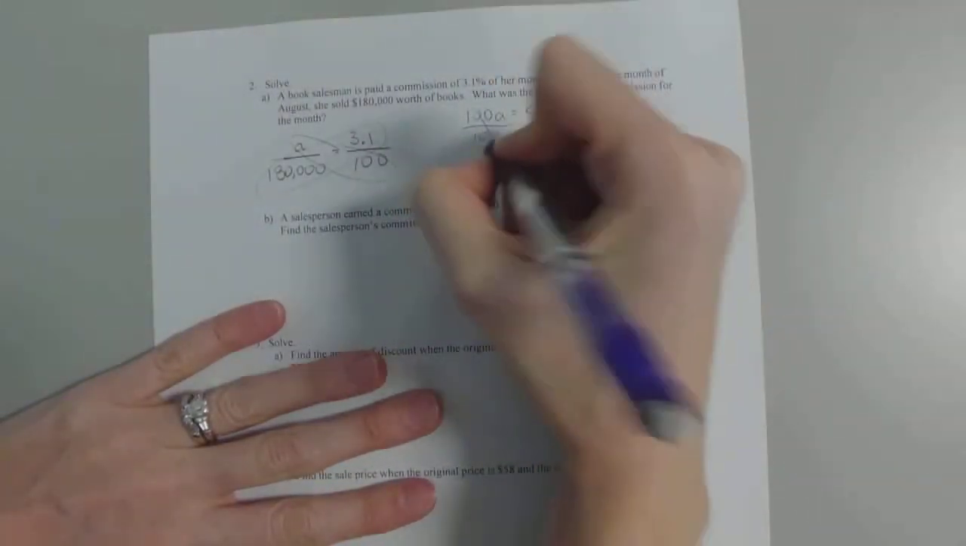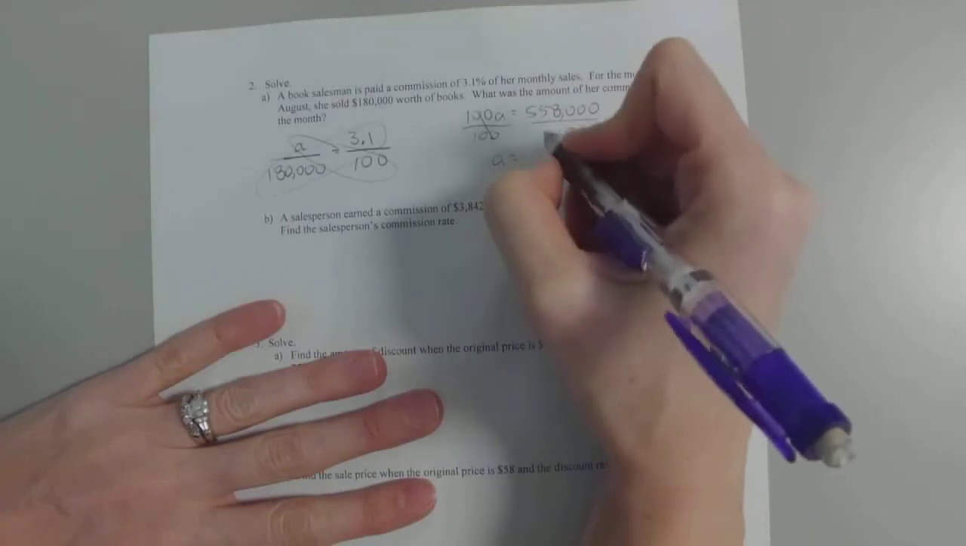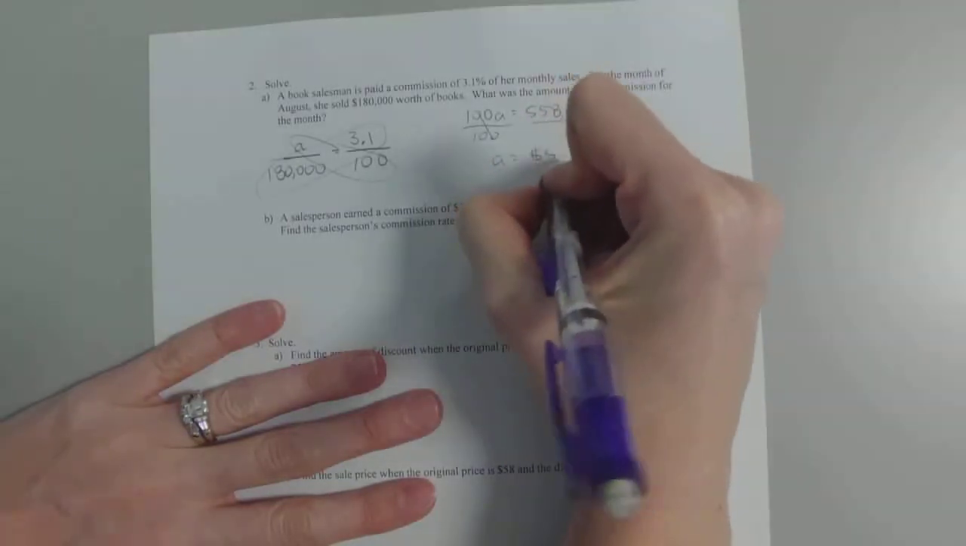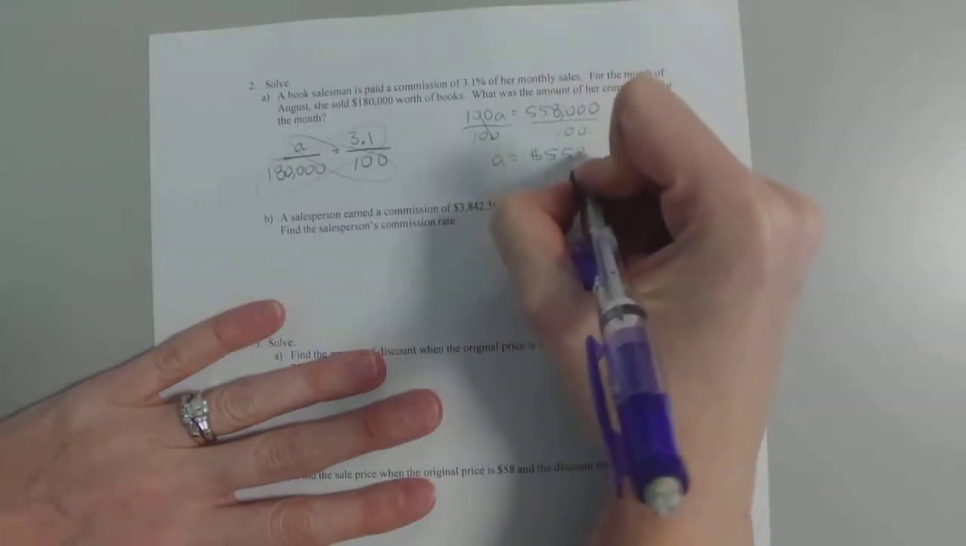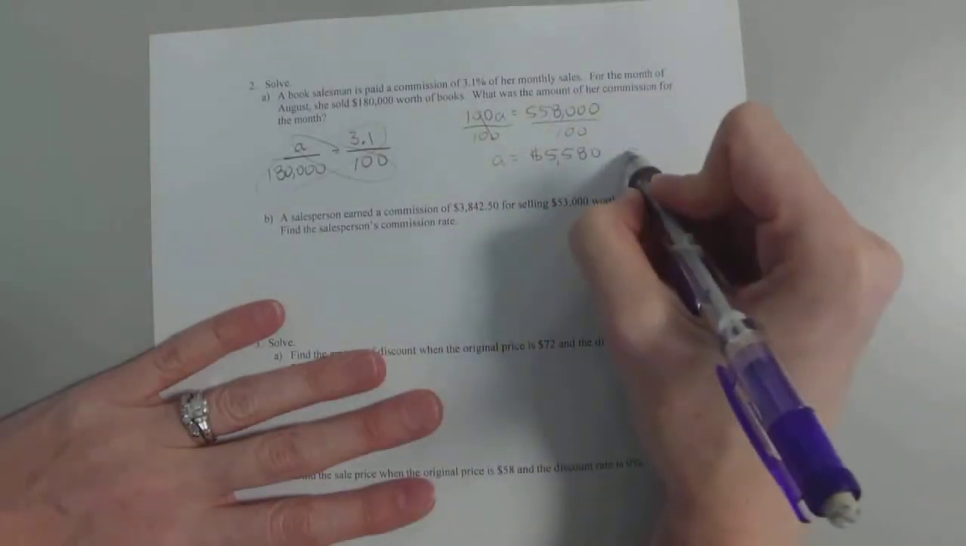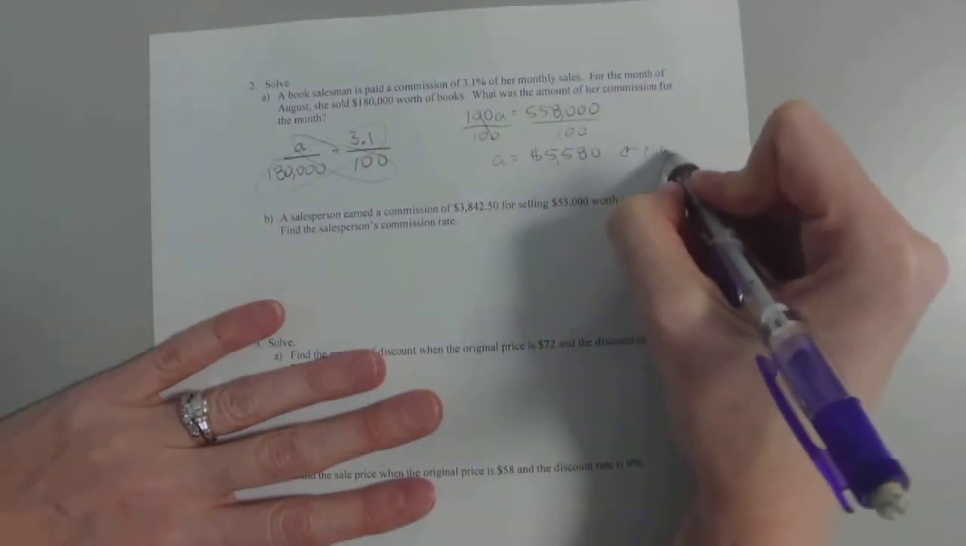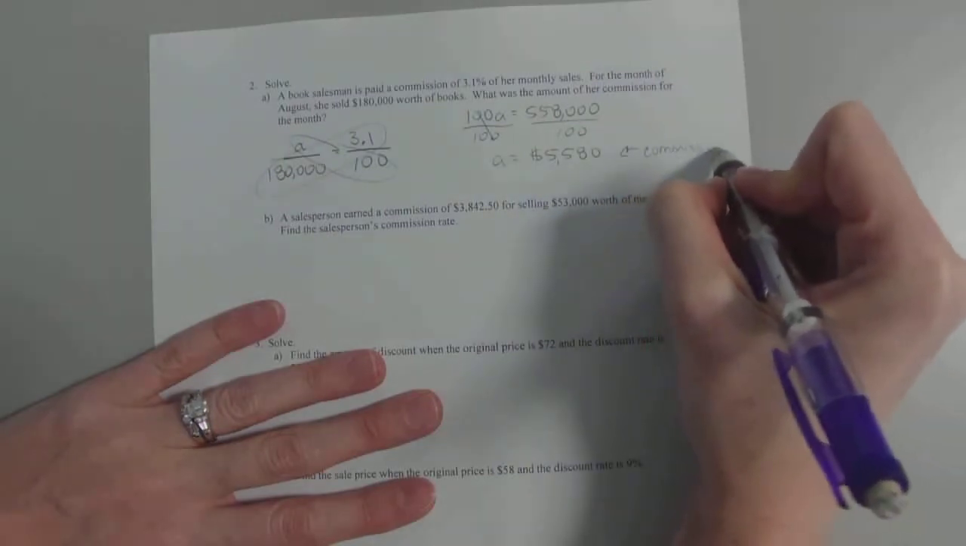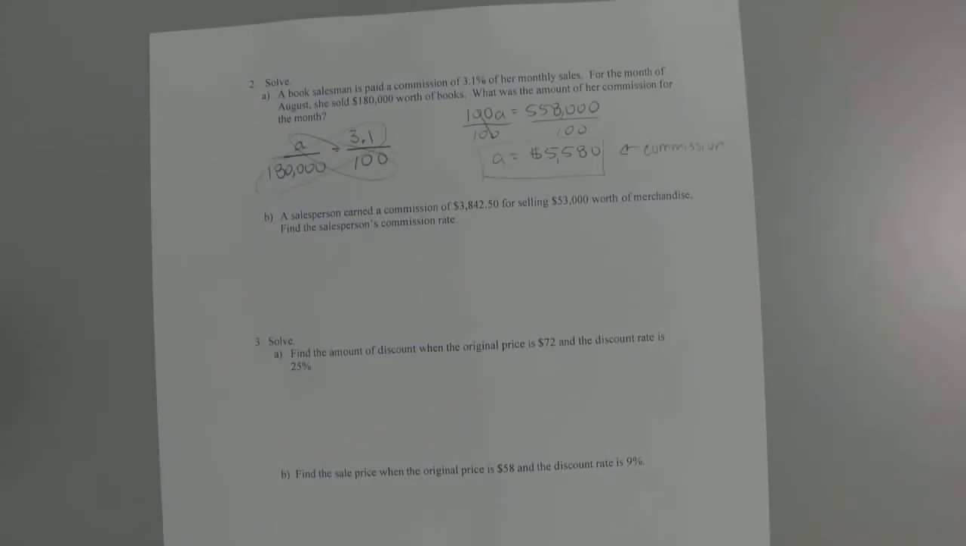And then we're just going to divide both sides by 100 to get, what's that going to be, 5,580? And that's what they want, the commission, right? That is her commission right there. So we're done at that point.